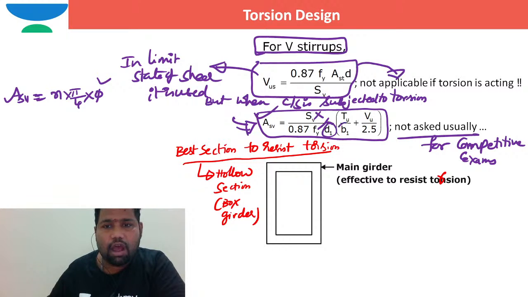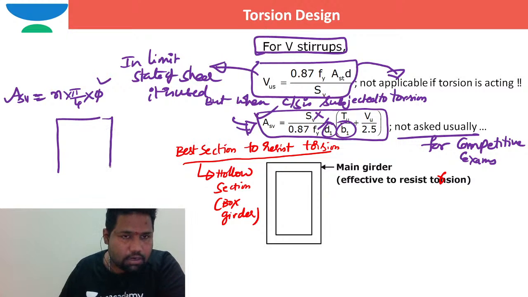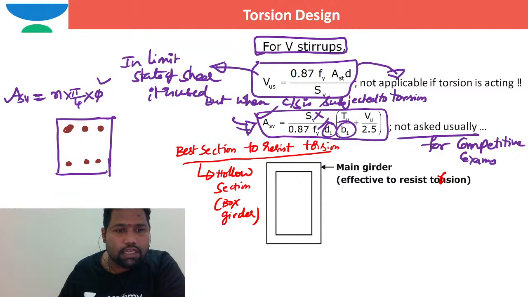Some people will ask, sir, what are b1 and d1? If the cross section is in this way, brother, we had provided the main reinforcement. Maybe the main reinforcement is in this way, right? And after the main reinforcement is provided, if you want to see the stirrup reinforcement, one second, this is how the stirrup reinforcement will be provided, for example.